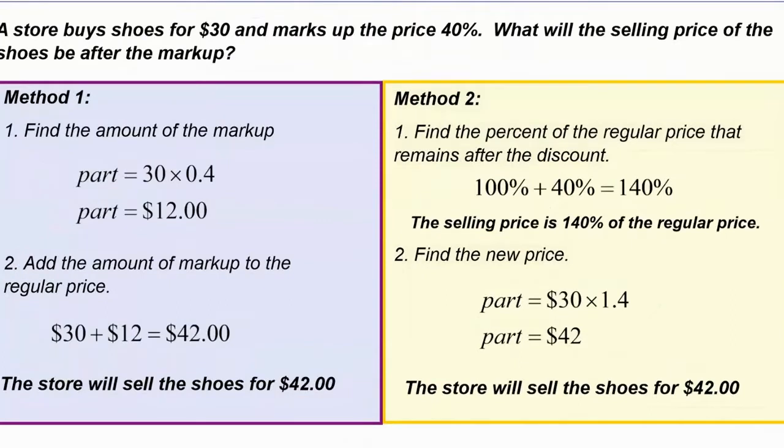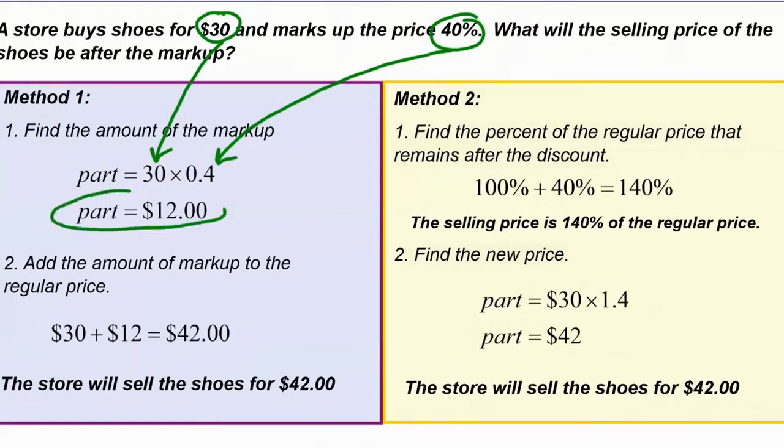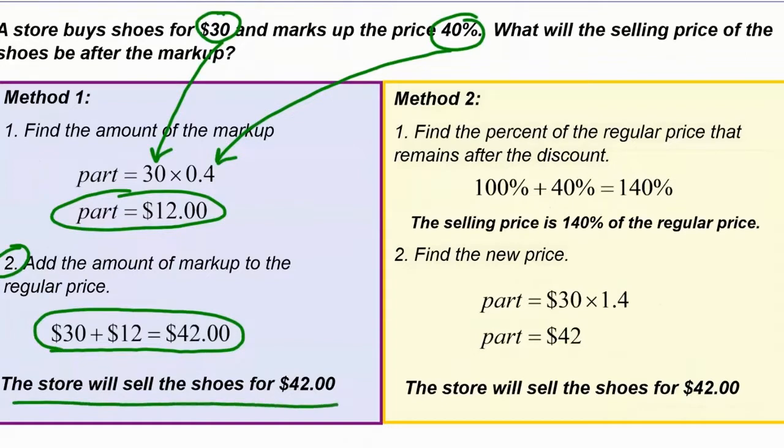So an example: a store buys shoes for $30 and marks up the price 40%. What will the selling price of the shoes be after the markup? So the first method would be to find out how much money we're going to increase the price. So they bought them for $30, and we want to find 40% of that, which is 0.4 as a decimal, or 0.40. So 30 times 0.4, or 40% of 30, is $12. So the price of the shoes is going to be increased by $12. So we're going to add that amount to what they bought them for. 30 plus 12 is $42. So the store will sell the shoes for $42.